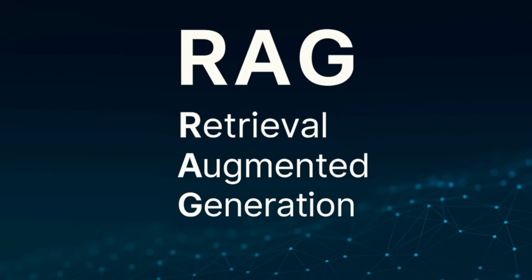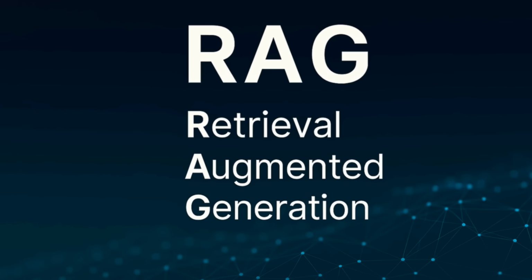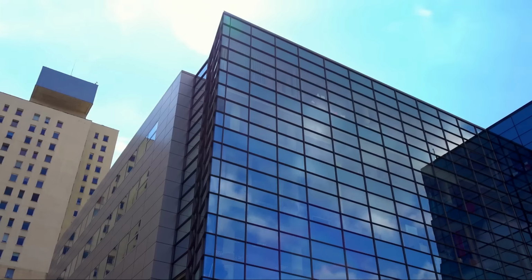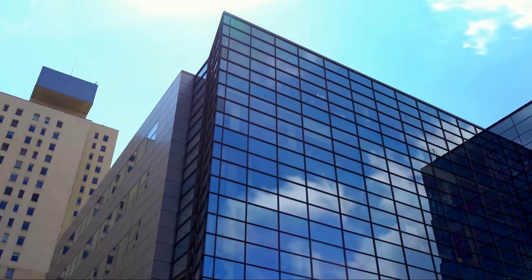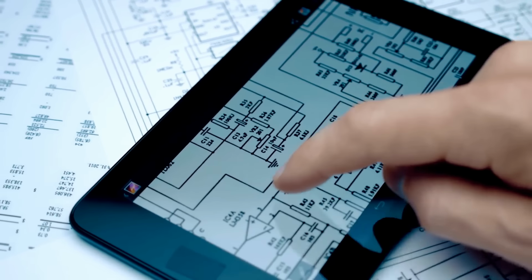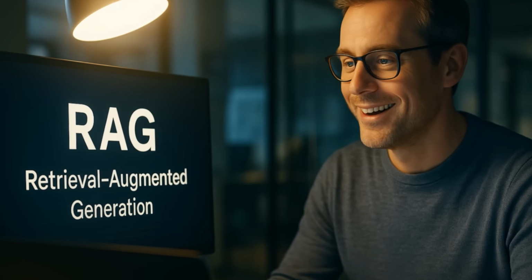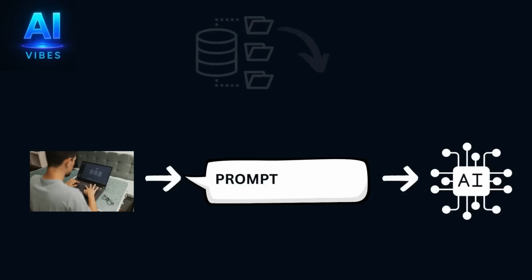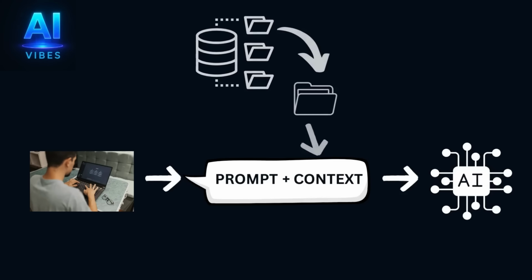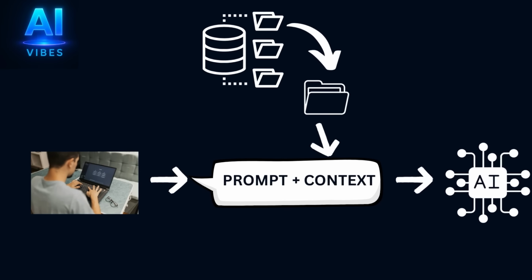The solution is called Retrieval-Augmented Generation, or RAG for short, and this is already being used by leading companies worldwide. Let's take a closer look. The term RAG, short for Retrieval-Augmented Generation, often sounds more complex than it really is. At its core, it's just this: you enrich your original prompt with relevant information about your topic before sending it to the AI model.